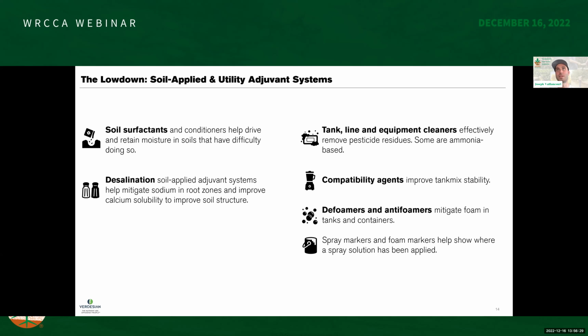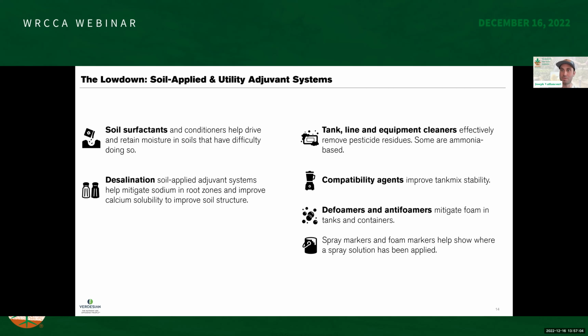Tank line and equipment cleaners, guys, this is one I would not skimp on. Find a quality cleaner for your tank. As you guys know, it'll just save your spray system, save you a bunch of headache later. There's two broad categories: ammonium based and non-ammonium based. I know Loveland Products offers both. Again, there's plenty of options out there on the marketplace. All Clear was what I would always recommend, and then of course your typical triple rinse approach.